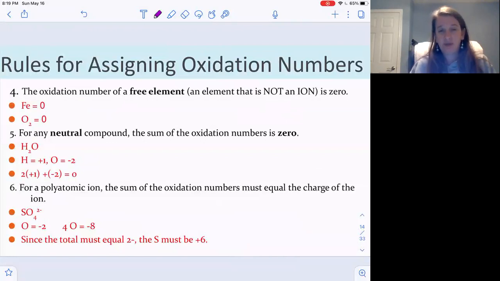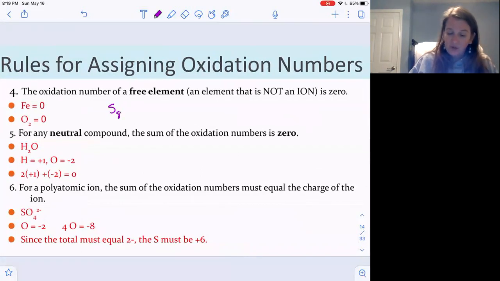If it's a free element, so it's not bonded to anything, its oxidation number is going to be 0, and it doesn't matter what its subscript is. Sometimes you could see something like S8 or P5. Those oxidation numbers are still going to be 0 because it's still a free element and it's not bonded with anything else.